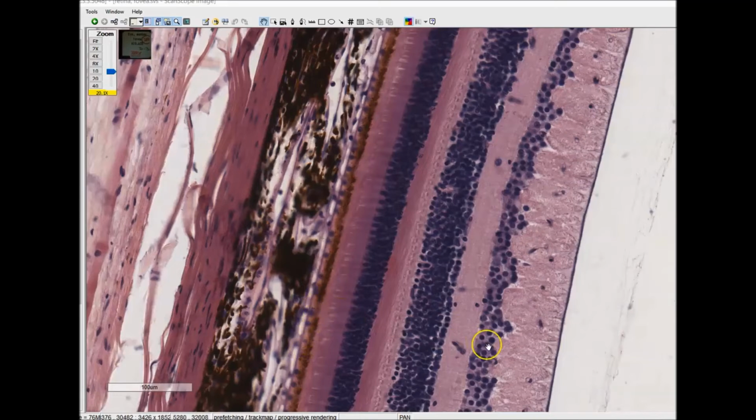So this is where light coming in goes through all of these layers and strikes the photoreceptors here, and then the signal is propagated and processed by all of these cells and sent back out that way towards the optic nerve.